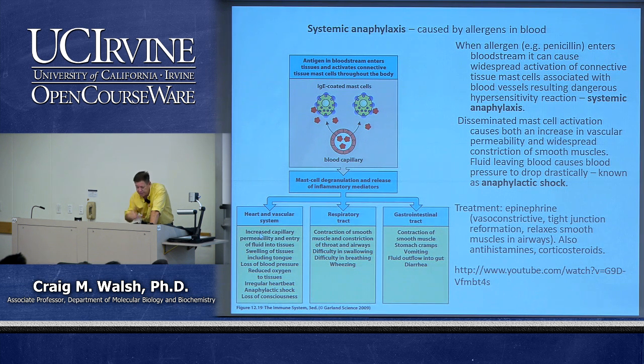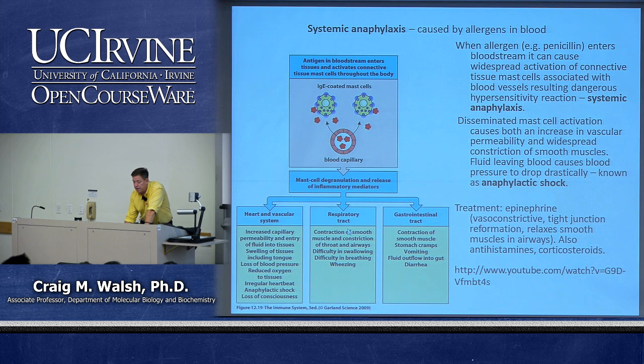again, because it's in the blood, you get this increased permeability of the capillaries and entry of fluid into the tissues, swelling of the tissues, including the tongue. This can then ultimately result in loss of blood pressure, and obviously associated with that, you have reduced oxygen being brought to the tissues, which can then lead to irregular heartbeat, heart failure, and then anaphylactic shock, and then you can actually become unconscious and worse.